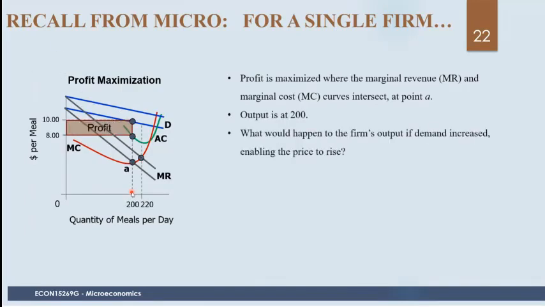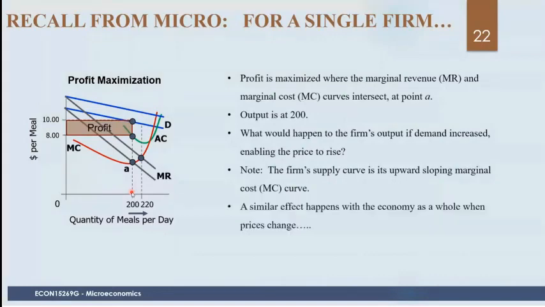And so what would happen to the firm's output if demand increased, enabling the price to rise? Well, the firm's supply curve is the upward sloping part of the marginal cost curve. A similar effect happens with the economy as a whole when prices change. So let's go back there. Here, if there's an increase in demand, for example, we're going to be shifting this demand curve to the right. The marginal revenue is also going to shift along with it, right? If you remember how we got marginal revenue. And so here we're going to have an increase in output to 220.